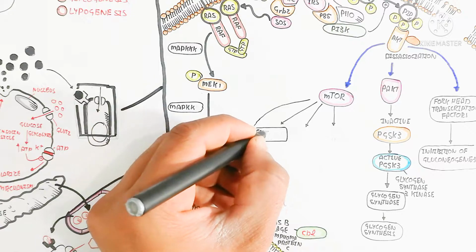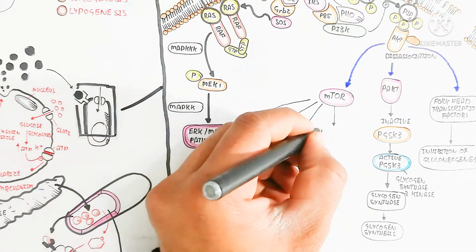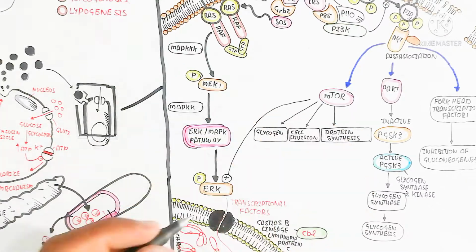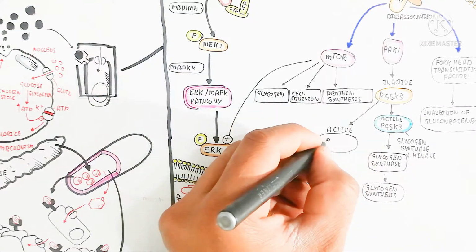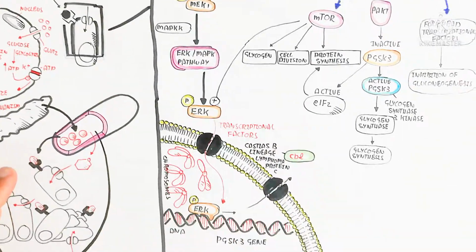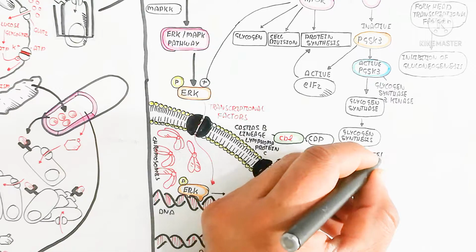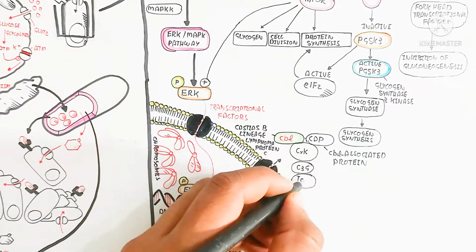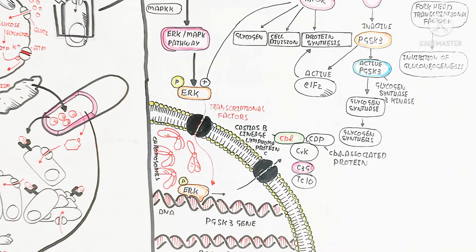While mTOR will trigger more proliferation and more ERK1 protein, which is a transcription factor, and glycogen synthesis, cell division and protein synthesis are very important and produced by this mTOR triggering pathway. And here the active eIF2 also triggers protein synthesis, and glycogen synthase kinase 3 is also triggered.